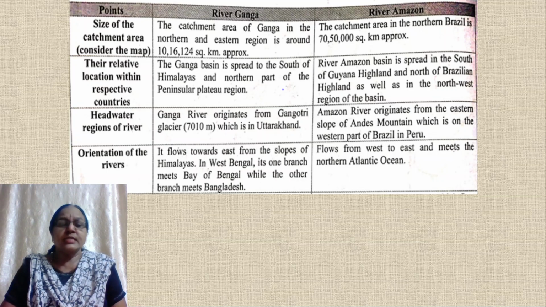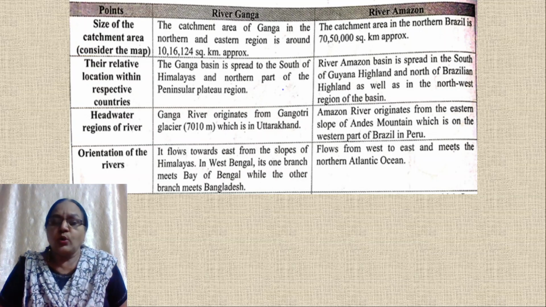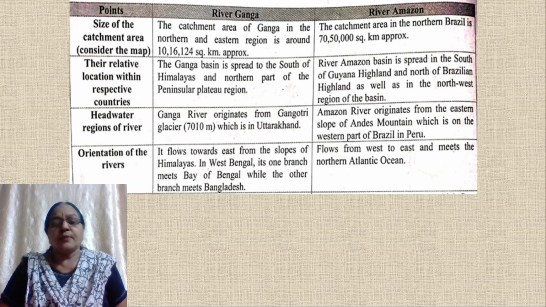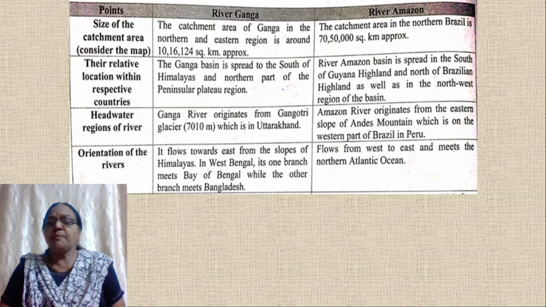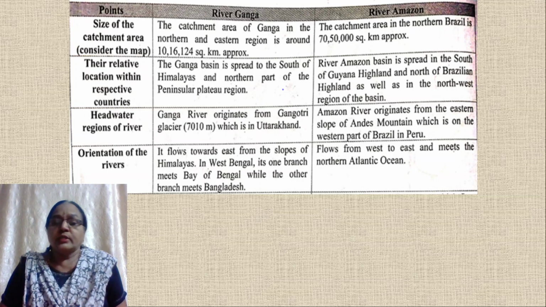Next is the headwater region of the river. All of us know where the Ganga River originates. The Ganga originates from the Gangotri Glacier, about 7,010 meters, which is in Uttarakhand. So look at the height of the Gangotri Glacier, children. It is at an altitude of 7,010 meters, in Uttarakhand, and the Amazon River originates from the eastern part of the Andes Mountains, which is situated in the western part of Brazil, in Peru.